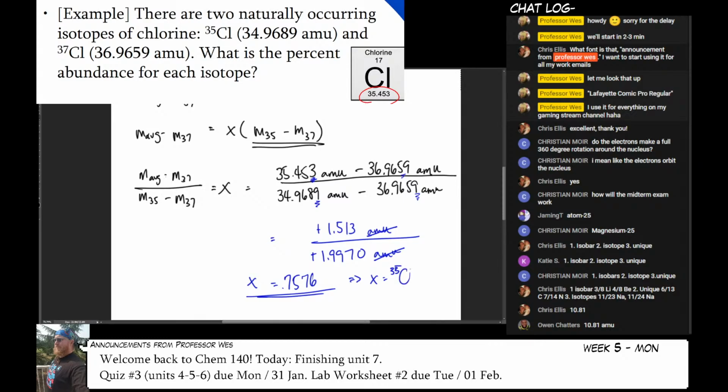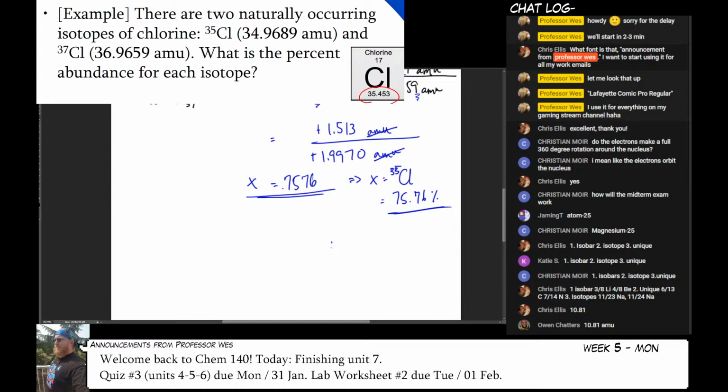So that means X, which was chlorine-35, is 75.76% abundant. And therefore, Y, which was chlorine-37, which was the rest of it, is 1 minus that, or 24.24% abundant.